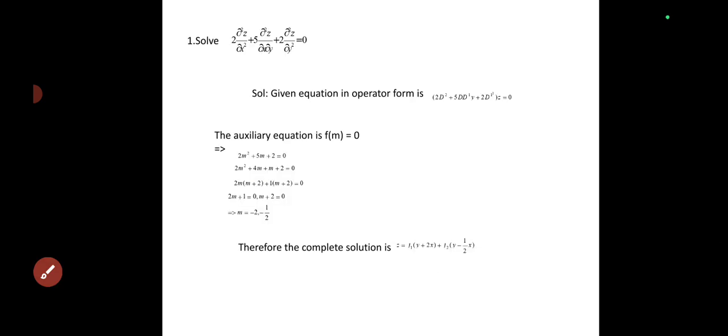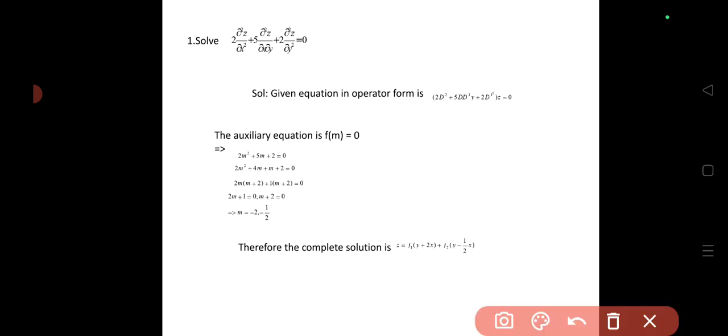Now I am choosing a problem. It goes in this way. Solve 2 ∂²z/∂x² + 5 ∂²z/∂x∂y + 2 ∂²z/∂y² = 0. So first of all, we have to write the given equation in the operator form.